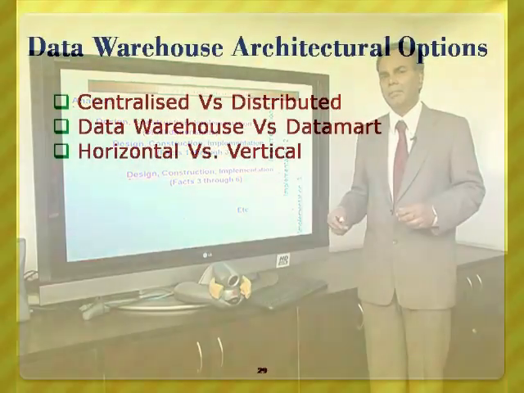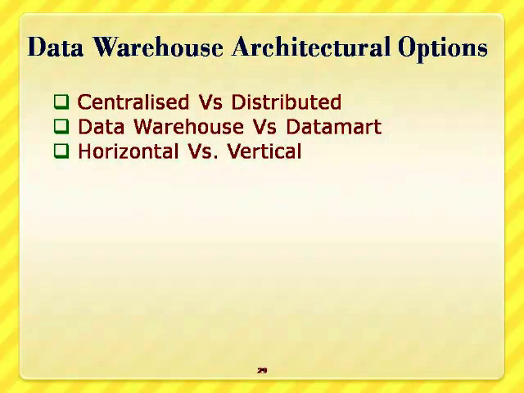Let's go to the next step on architectural options of building a data warehouse. Data warehouse architectural options. Mainly I classify them into 3 categories of architectural option. Centralized option versus distributed data warehouse option. Data warehouse option versus Datamart option. Horizontal versus vertical. Let's understand these terms properly.